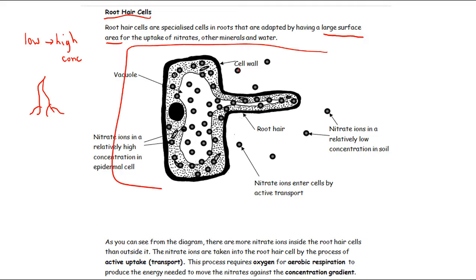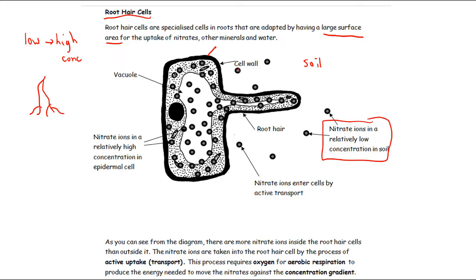So all of this area is the soil, and this is the plant cell. You can see here that the nitrate ions are in a low concentration in the soil, so we need to get them from an area of low concentration to high concentration. To do that, we need active uptake, which requires oxygen for respiration because this process needs energy.